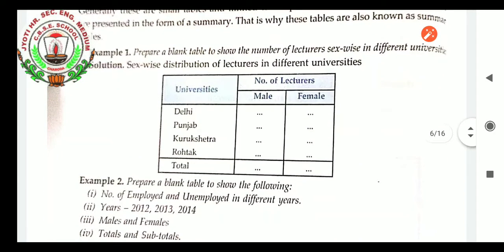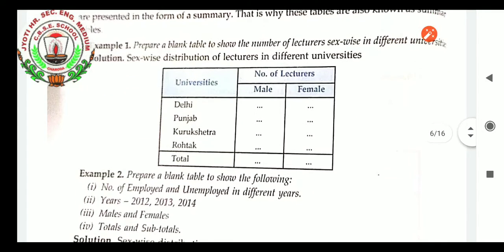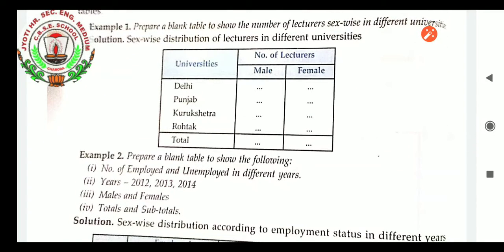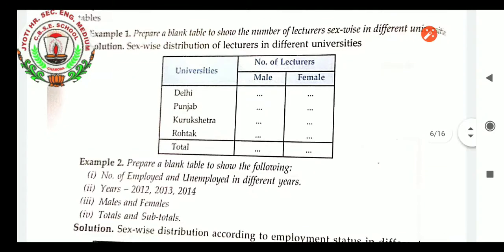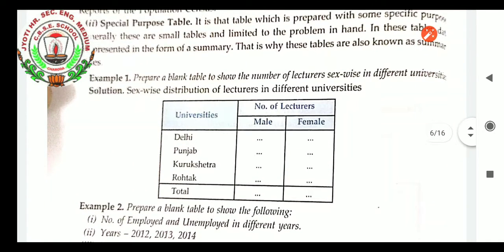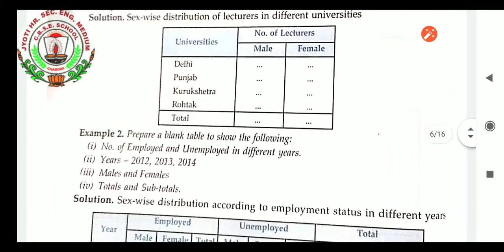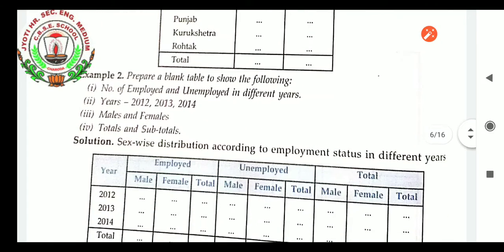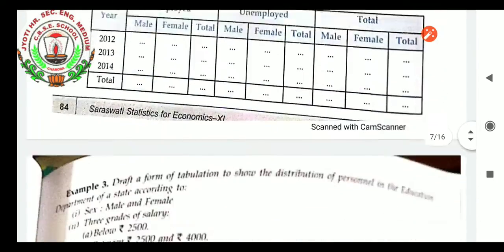Example 1: prepare a blank table to show the number of lecturers sex-wise in different universities. Sex-wise distribution of lecturers in different universities. Delhi, Punjab, these are state names, university names, number of lecturers, male and female. If we find this type, it is known as a special purpose table, which has a special purpose: to know how many male lecturers and how many female lecturers are there in different universities. Likewise, if a table serves the purpose of a particular collection, it is known as a special purpose table.